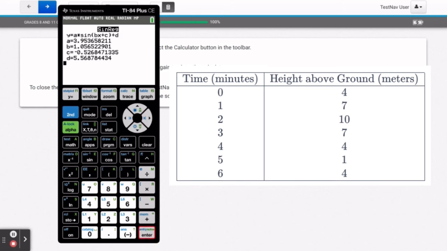All right. So y equals 3.954 times sine parentheses 1.057 minus 0.527. Lots of rounding up. Then close the parentheses plus 5.569. More rounding up. I wasn't laughing at that number, I swear.